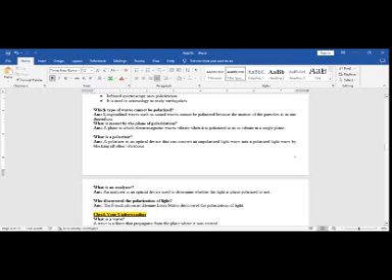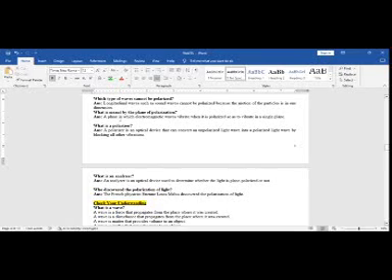Answer. Longitudinal waves such as sound wave cannot be polarized because the motion of the particle is in one direction. So that's the reason why they cannot be polarized, because the motion of the particle is in one direction.